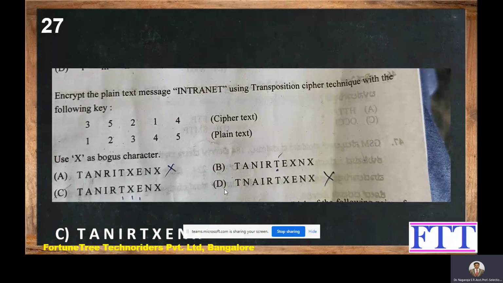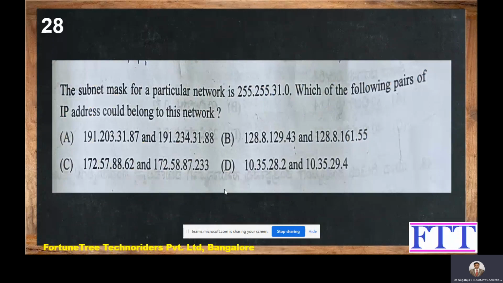28, the subnet mask for a particular network is 255.255.31.0. Which of the following pairs of IP addresses could belong to this network? Option A, option B, option C, and option D they have given. So in this, the right answer is 91.203.31.87 and 91.234.31.88. So the right answer is option A.